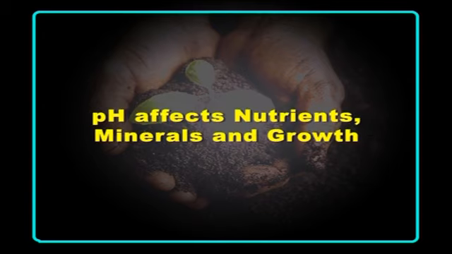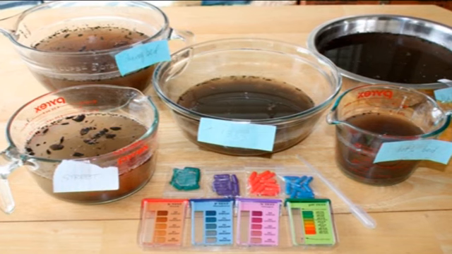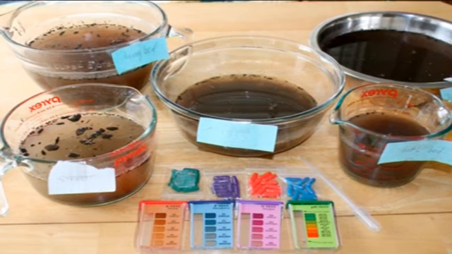Let us study how pH affects nutrients, minerals and growth. The effect of soil pH is great on the solubility of minerals or nutrients. 14 of the 17 essential plant nutrients are obtained from the soil.